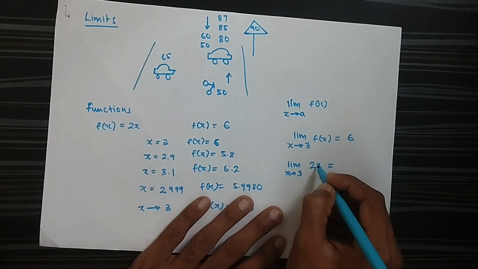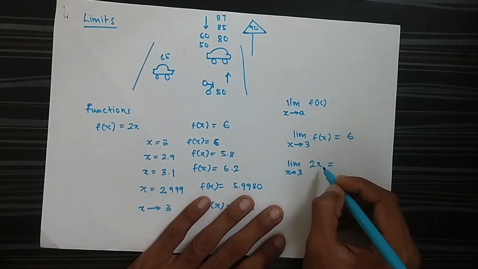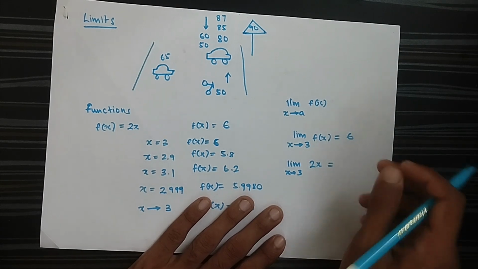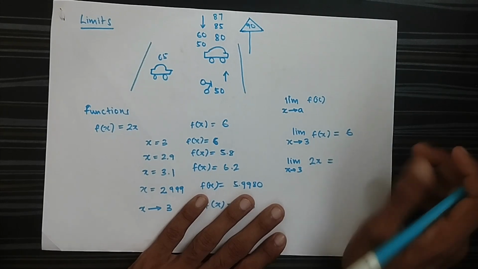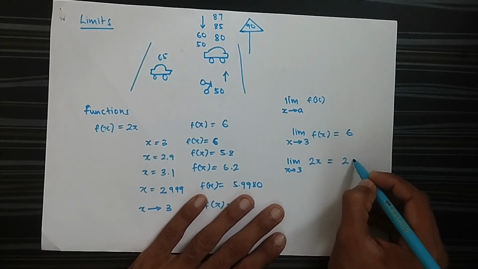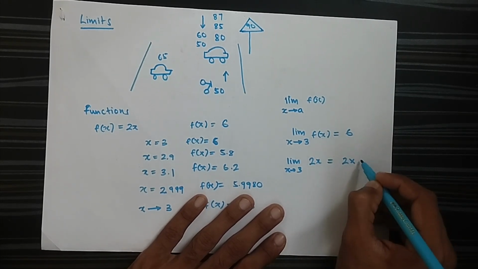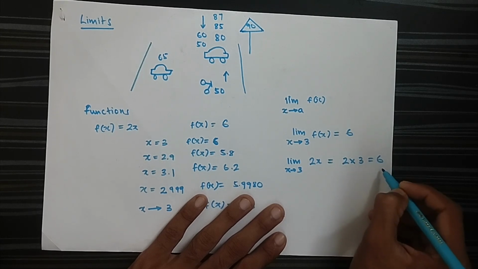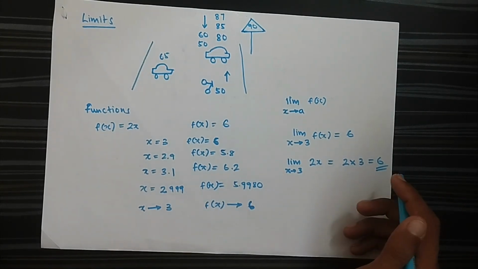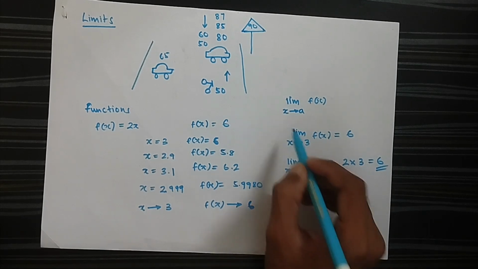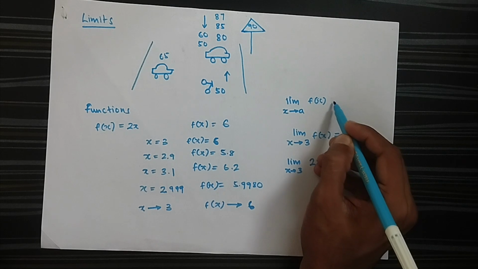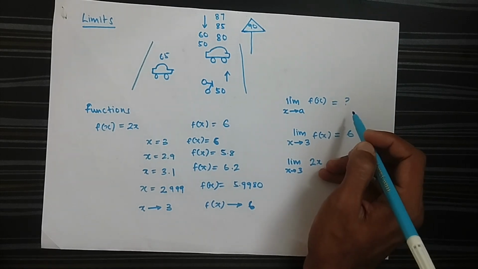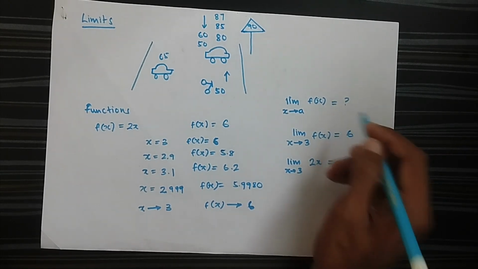So instead of x, you write x tends to 3. Pretend x is equal to 3. Even though it's not equal to 3, pretend x reached 3. That would mean 2 into 3, which would equal 6. So we have to know, when an input approaches a value a, what the output would be. The output is what we have to know.